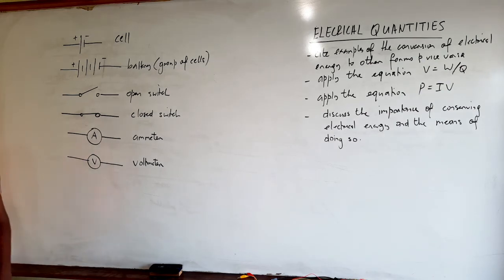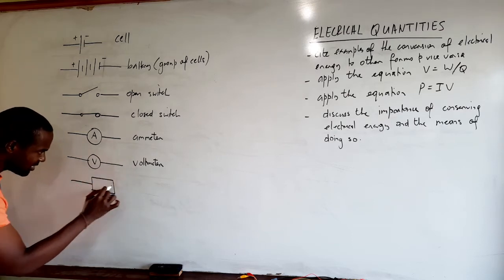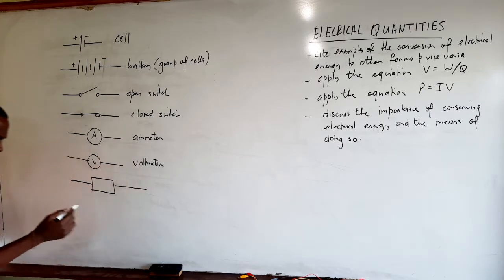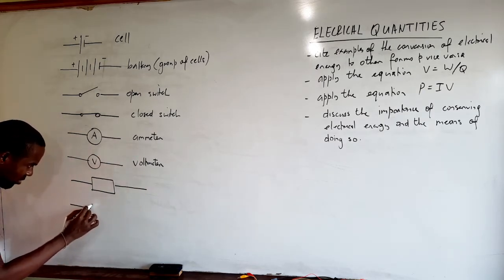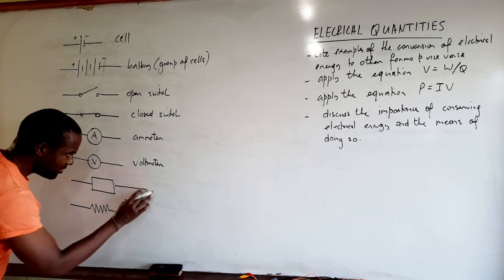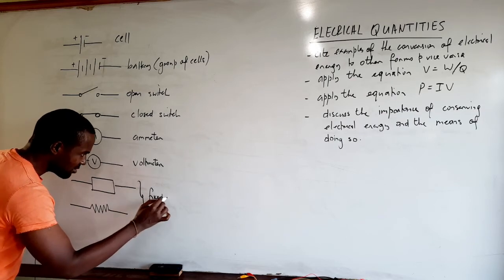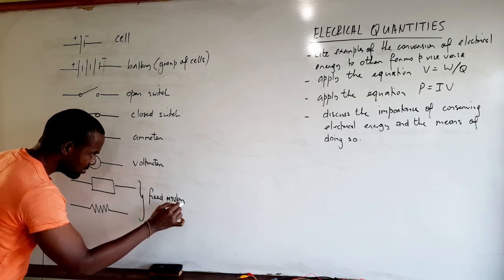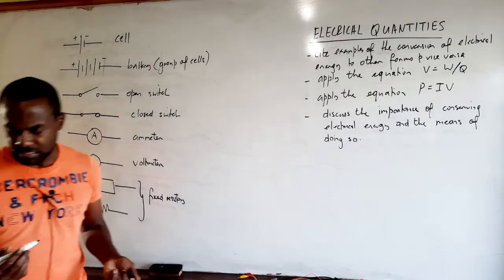Let me see what else you're likely to see. You may see a resistor. Now, a resistor may come with different symbols. So this is what we call a fixed resistor. You may see it like that, or you may see it like this. Both of these are what we call fixed resistors, that is, resistors of fixed resistance.